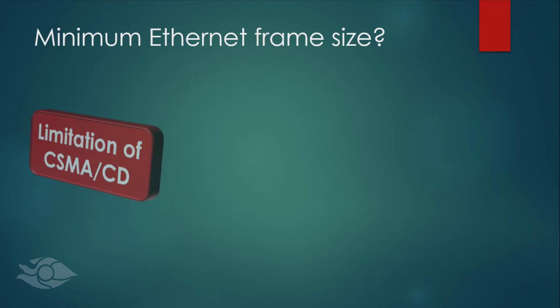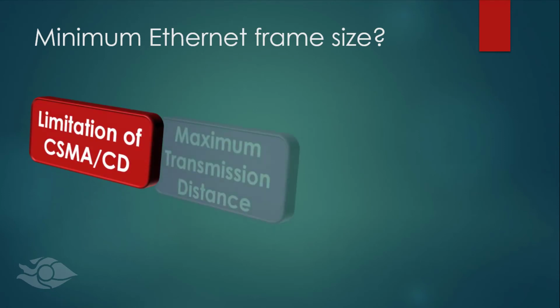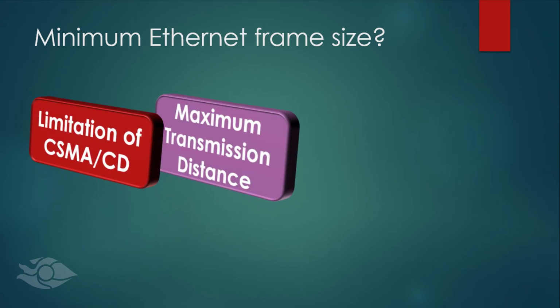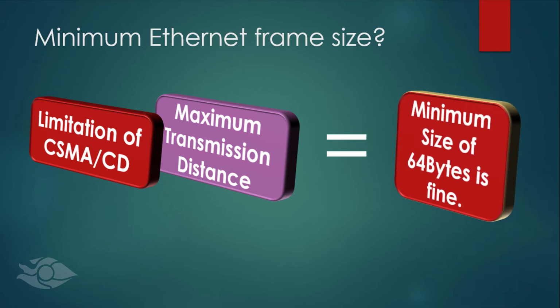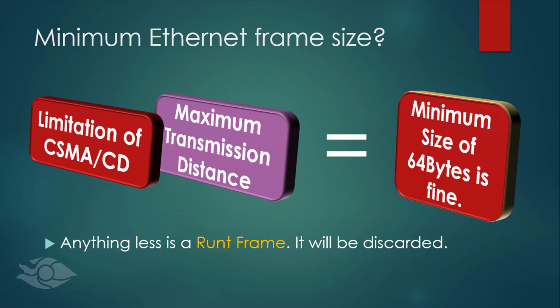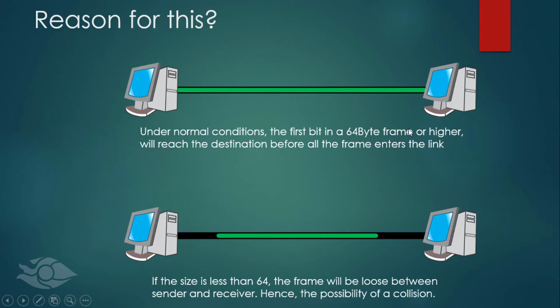In summary, the limitation of CSMA/CD and the maximum transmission distance were the main factors used to determine the chosen minimum size of an Ethernet frame. As long as the first bit in the frame reaches the destination device before the entire frame is placed on the network, carrier sense performed by the destination will detect a transmission and hence no cases of late collision, since the frame will not be let loose between source and destination devices.